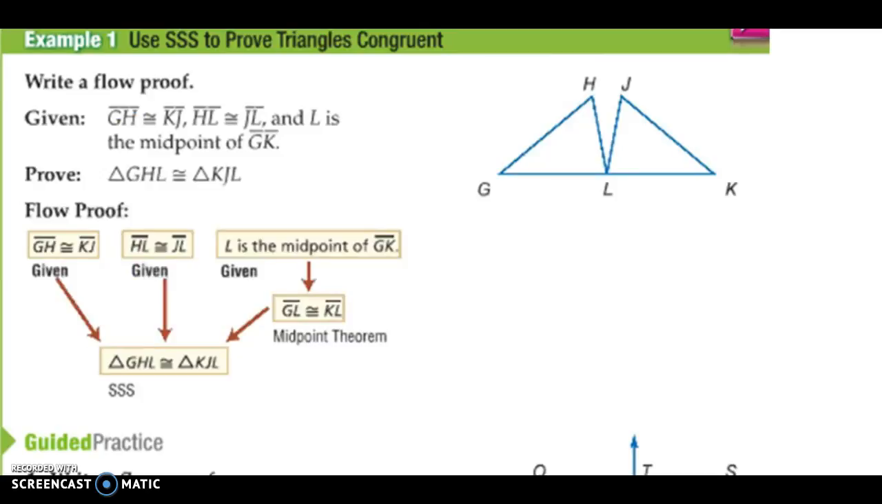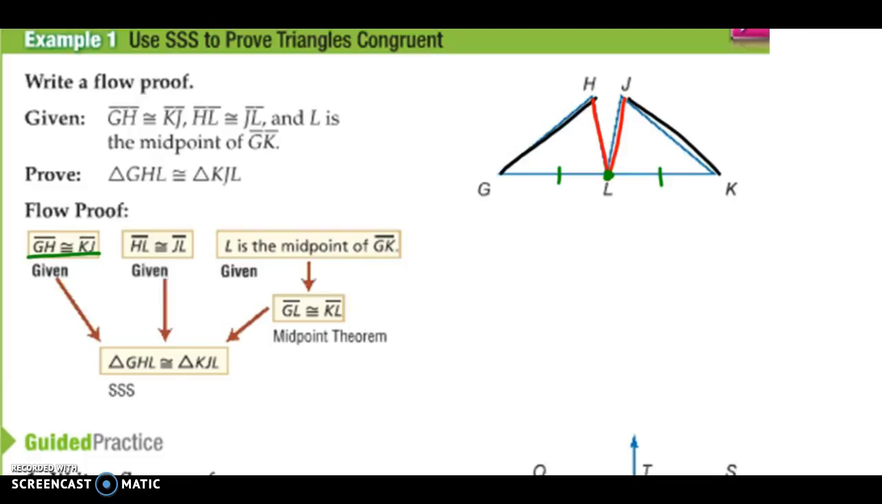Okay? So it says, given that GH is congruent to KJ, and HL is congruent to JL, and L is the midpoint of JK. So this is the midpoint. It means that this side is going to be congruent to this side. They're going to be equal. That the triangles are going to be congruent.